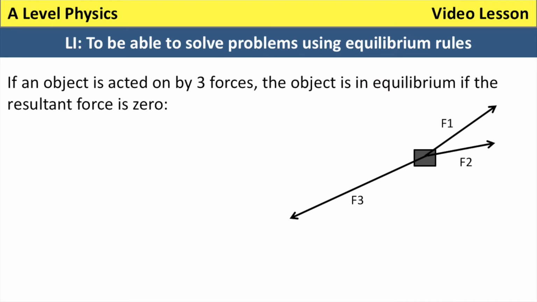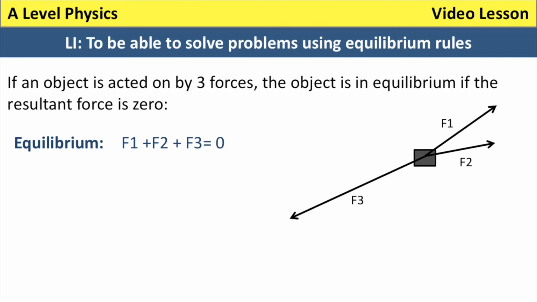So let's start off by considering equilibrium of forces once again then. We've got on the board a diagram that shows an object being acted on by three forces. Now the condition for that object to be in equilibrium is if the resultant force is zero. Being zero, the resultant force means that when those three forces are vector added together, that comes out as zero. So in other words, F1 plus F2 plus F3 is equal to zero.